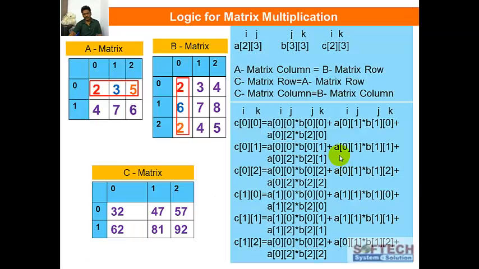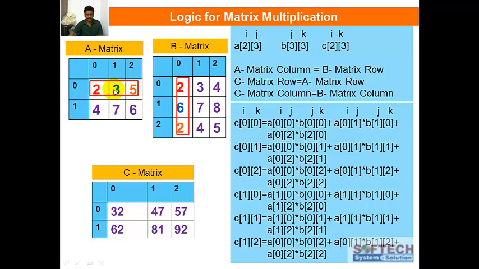Now we apply the above 2-dimensional array for matrix multiplication. The matrix multiplication is a good example to understand the 2-dimensional array. So what is this? This is A matrix. A matrix has 2 rows, 3 columns. B matrix is 3 rows, 3 columns.